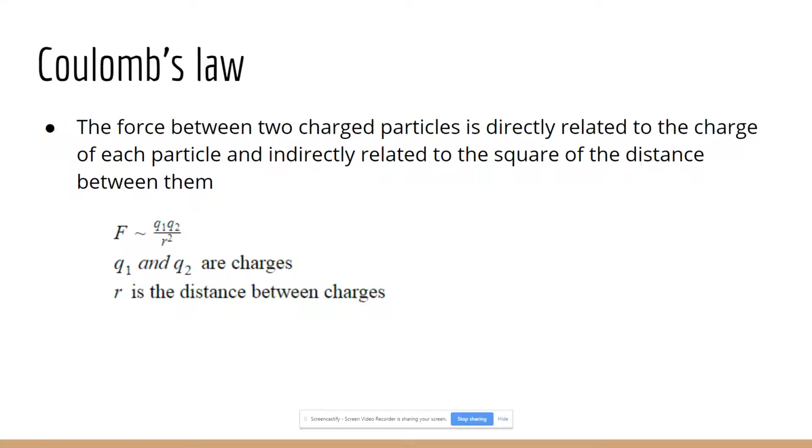What we care about is the fact that the force between two charged particles is directly related to the charge of each of the particles and inversely related to the distance between them. So we represent charges with Q1 and Q2. It doesn't matter which one you call 1 and which one you call 2. And then R, it's called R because radius, is the distance between charges. Charge is measured in coulombs. We'll talk more about that in chapter 18. And the distance is going to be measured in meters, just like how wavelength is measured in meters. Same idea here.